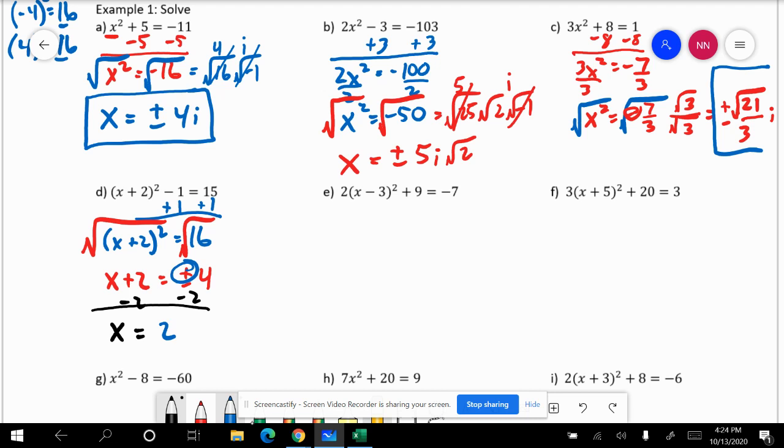Then what we're going to do is the negative 4. And with the negative 4, what we have is negative 4 minus 2, which is negative 6.